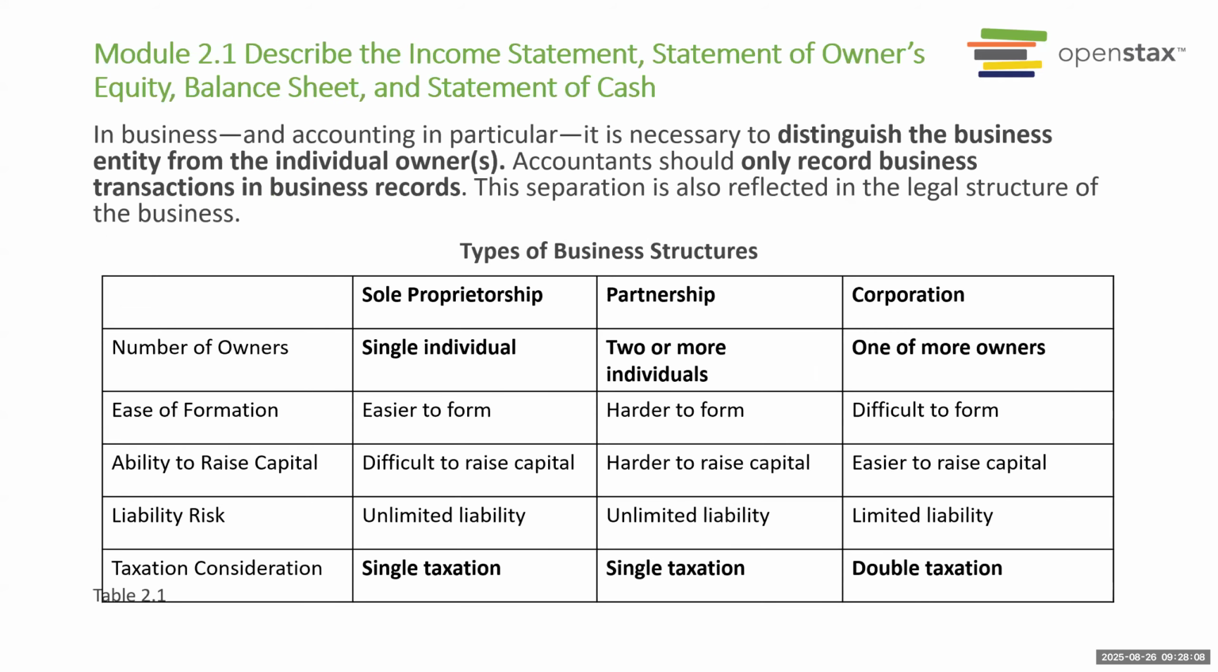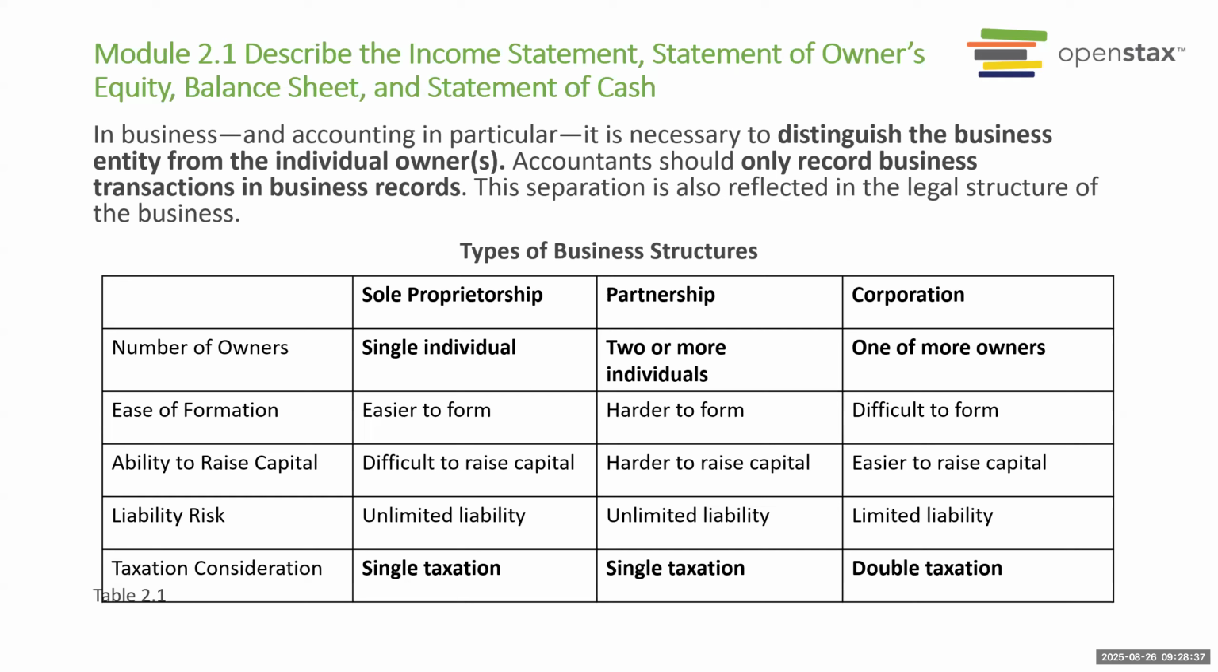So the first thing we need to discuss is the types of business structures there are. There's a sole proprietorship, a partnership, and a corporation. A sole proprietorship is a single individual. It's easy to form. It's difficult to raise capital because of the amount of risk associated with it. It has unlimited liability, which means if someone sues you, they can sue you personally for anything and everything. And there's a single taxation.